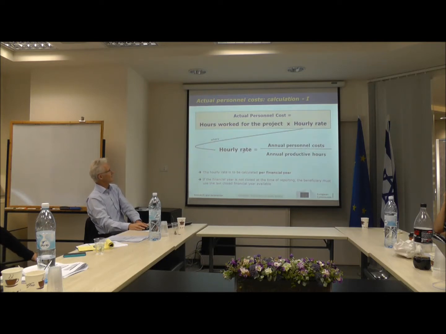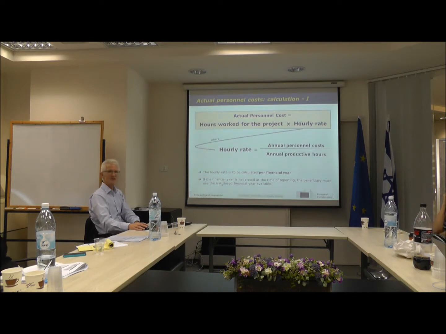So the hourly rate is annual personnel costs divided by annual productive hours. The personnel costs come from the payroll, and for the annual productive hours there we have three options. We will see it in a minute. This hourly rate has to be calculated in the organization per financial year, ex post. So when the financial year is closed, you calculate the hourly rate for each staff member, or if you use average costs, for each staff category.